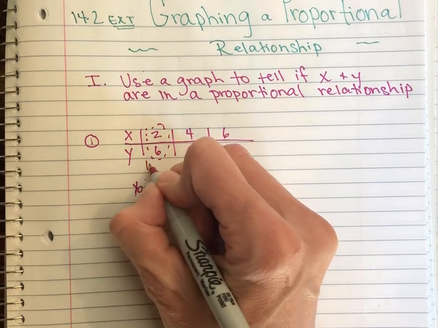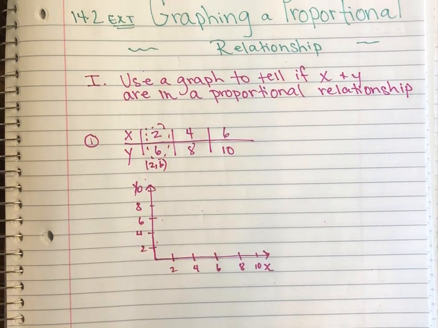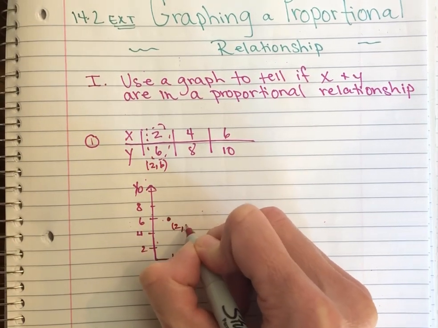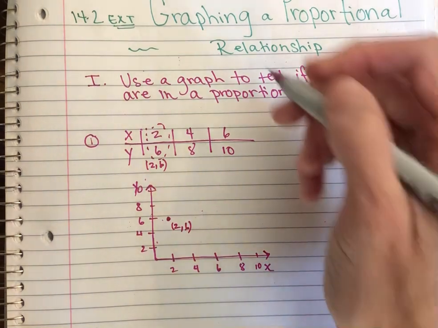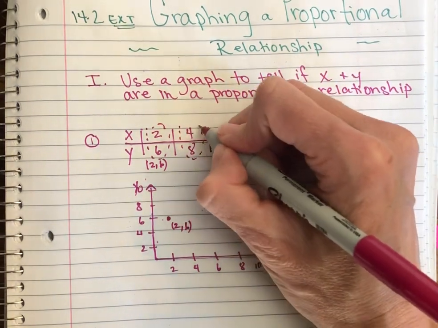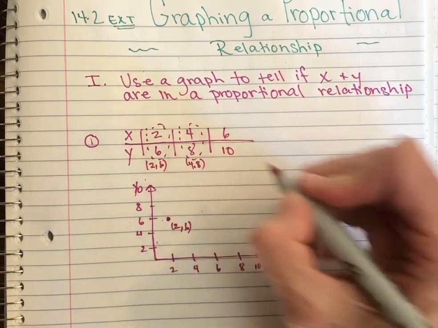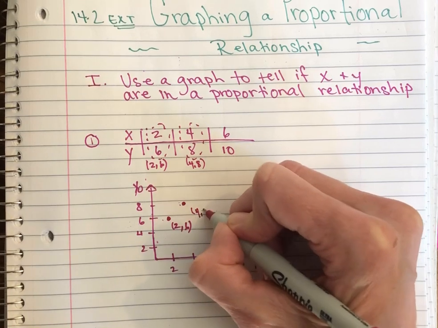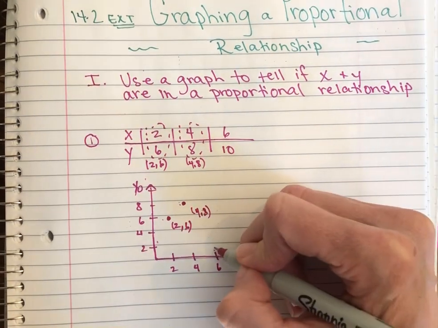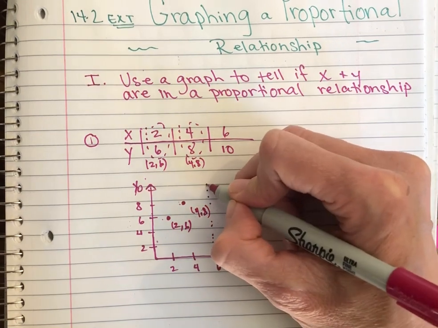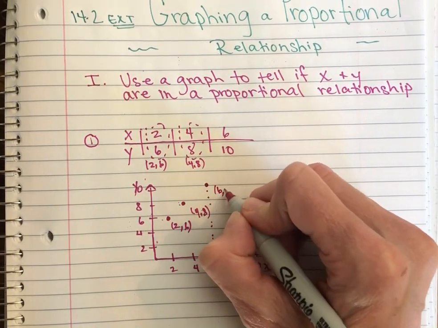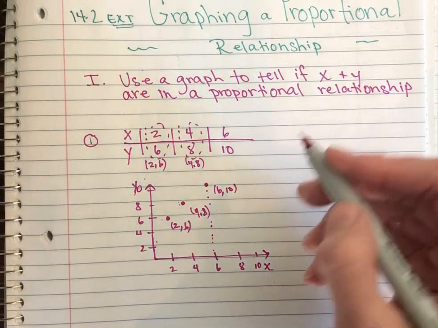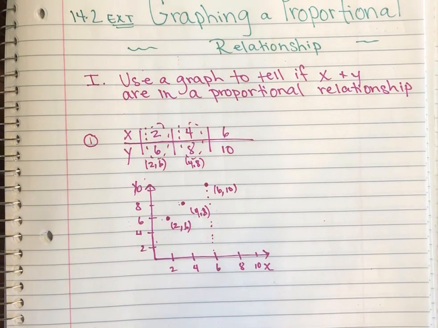So the first ordered pair that we need to plot is 2, 6. So x is 2, y is 6. Plot that. Our second ordered pair is 4, 8. Okay, so 4 is x, 8 is y. And our third ordered pair is 6, 10. Okay, so 6, 10. Now, when you plot these points, they usually will only give you 3 or 4 points to plot.